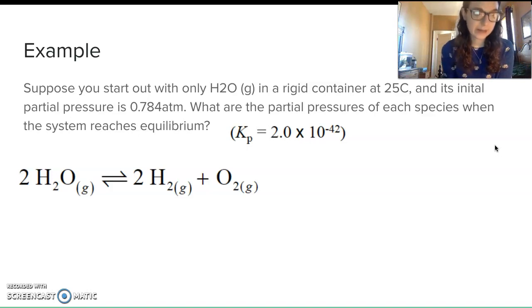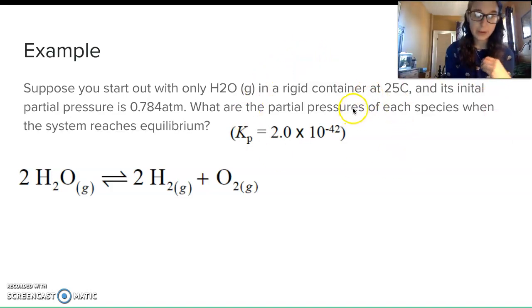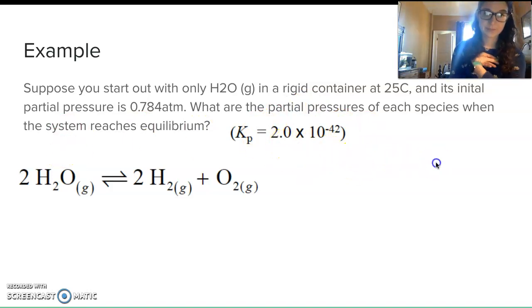So will the partial pressures of H2 and O2 be greater than or less than that of H2O at equilibrium? They're actually going to be much less than H2O, and I know that because of the Kp value. This Kp value is very, very small, so we know that it favors reactants rather than favoring products.